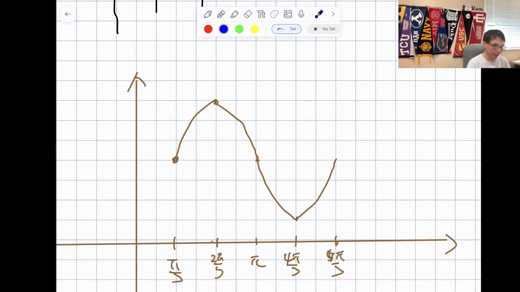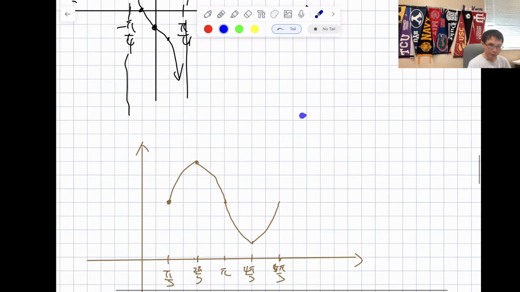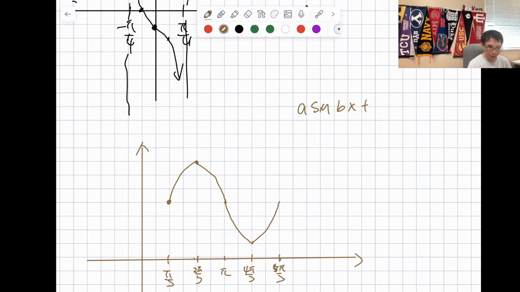Okay, it's 4, right? So this is the amplitude. This is the amplitude, so this is 3. Write down the equation first: sine of bx plus or minus c, plus d. So d is 4. Is that okay? A is 3, and bx minus pi over 3. And that's it. Now we've got to figure out b.